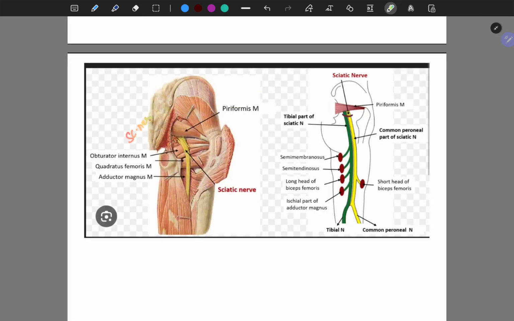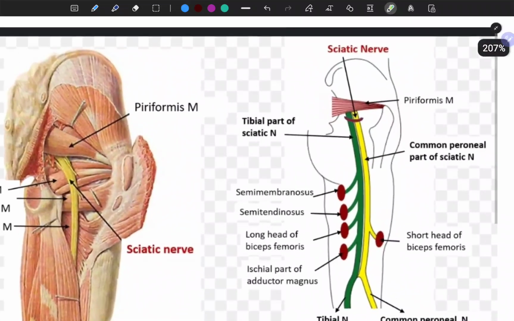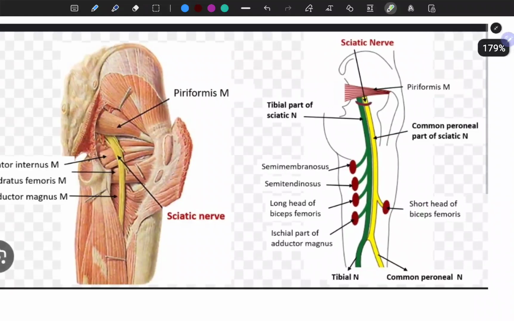Regarding the sciatic nerve course, they will ask you about a very important anatomical landmark, the piriformis muscle. Beneath the under surface, on the lower border of piriformis, the sciatic nerve emerges. It will cross obturator internus, quadratus femoris, adductor magnus muscle. The sciatic nerve on its course has two parts, tibial part and common peroneal part.